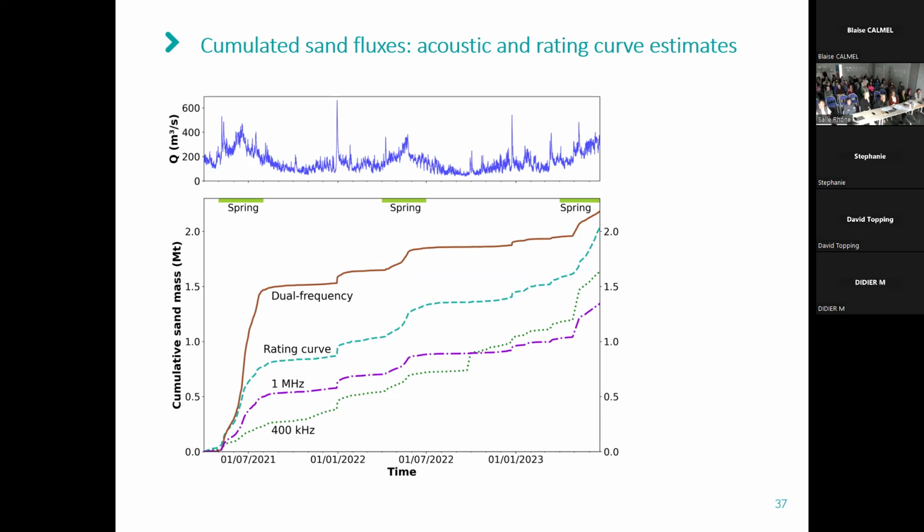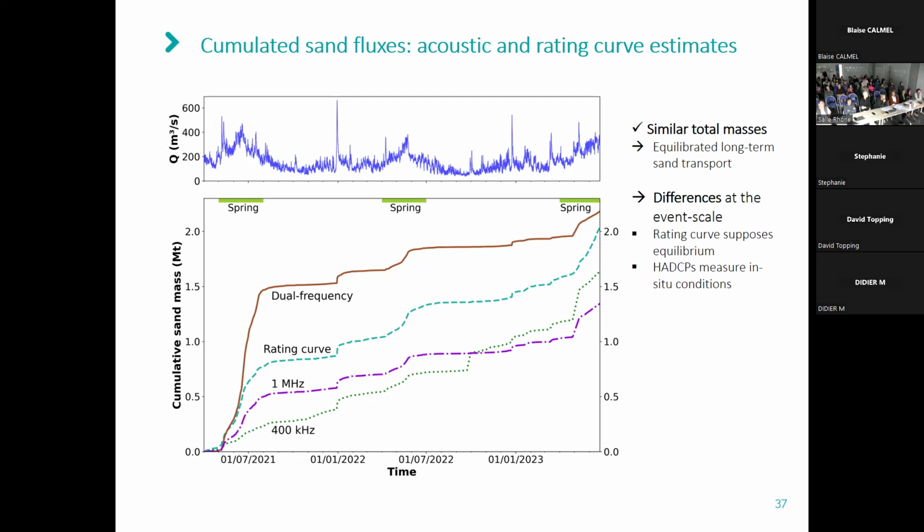We can still see that the differences in the total masses estimated during the 27 months are relatively similar, particularly between the dual frequency and the rating curve method, and among the others, they are within a factor of 2. So based on this little difference, we can say that there's probably an equilibrated long-term sand transport at our study site, but we can see that there are important differences at the one-year scale, because notably the rating curve supposes an equilibrium. However, the HADCPs tend to measure in situ conditions and will react to the in situ sand concentration and grain size changes.